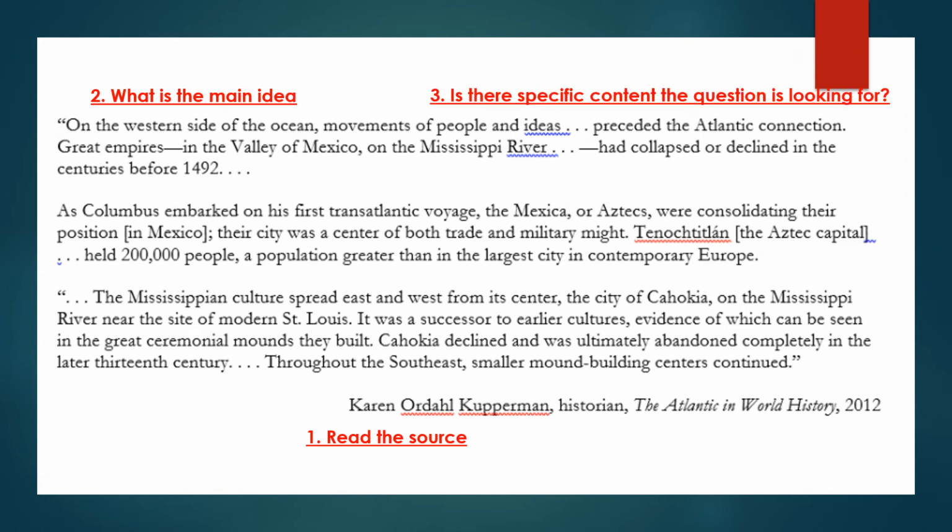Now that I know that, I might be able to answer the question, but maybe I still can't. So the third thing you have to do is, okay, is there specific content that this question is looking for? Maybe they're specifically looking for understanding what the Mississippian culture looked like in the East, or they want to know more about the Aztec Empire culture. And so you'll have to search for that specific context the question is looking for. But most of the time, the source or the main idea of the passage is going to be enough to answer the question. More or less what this passage is doing is it's pointing you in the direction of the specific information that the question is asking. Let's do one more.